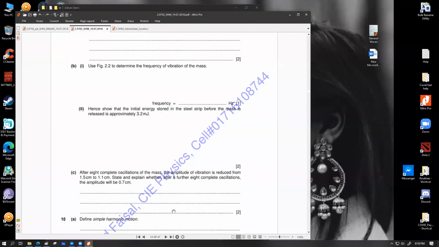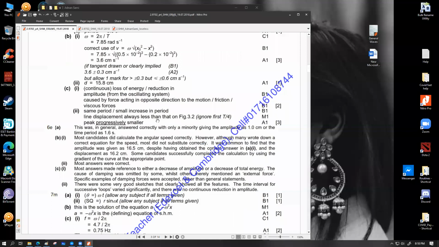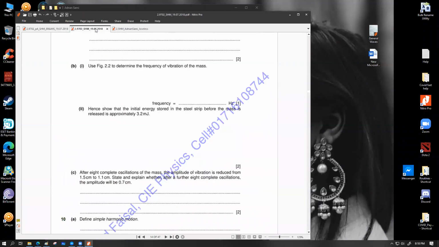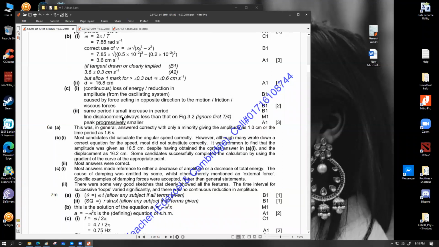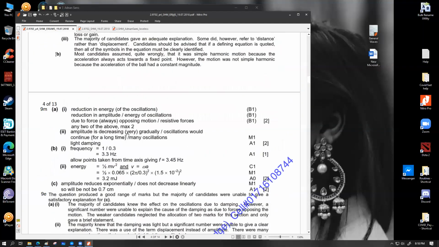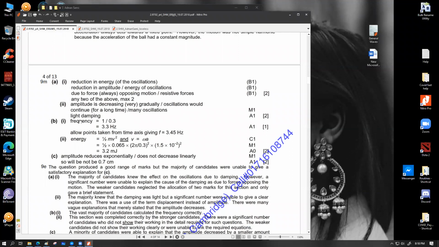Let's look at the wording so that we can make sure that we do not have any confusion from the mark scheme. This was number 9. Amplitude reduces exponentially or does not decrease linearly, so it will not be 0.7 centimeter.